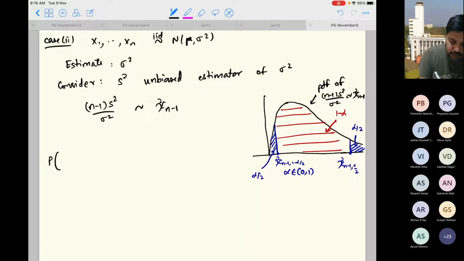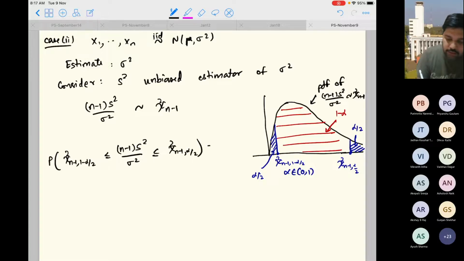So the probability that chi square n minus 1, 1 minus alpha by 2 is less than or equal to (n minus 1) S square by sigma square, which is less than or equal to chi square n minus 1, alpha by 2, is equal to 1 minus alpha, right? That is the probability statement that we will write. Now sigma square is unknown. All other things are known, because like the normal density, you can find these points from the chi square table.